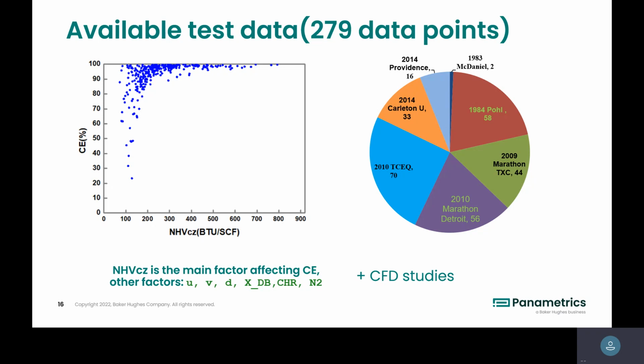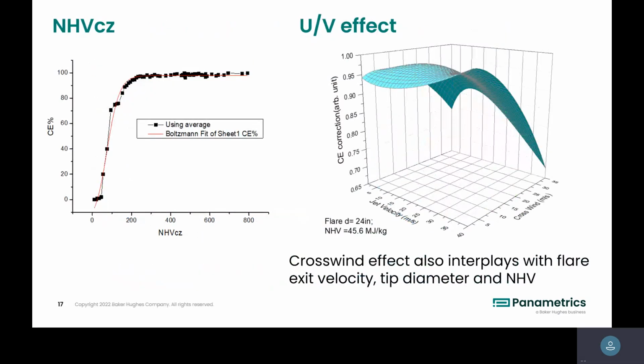So basically, based on all those tests and studies, we come up with a model. We call it the Panametrics model. So, for example, you can have a heating value. What is the heating value effect? If you simplify it, it will be something similar to this. Then how the combustion efficiency can be affected by heating value. And then, for example, the wind effect. Wind effect, U is the crosswind, V is the exit velocity. UV effect.